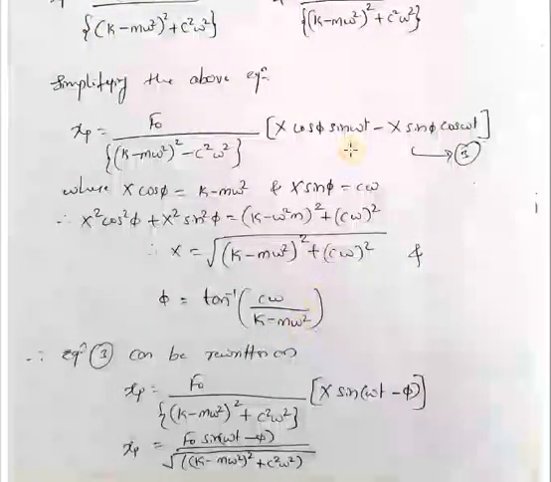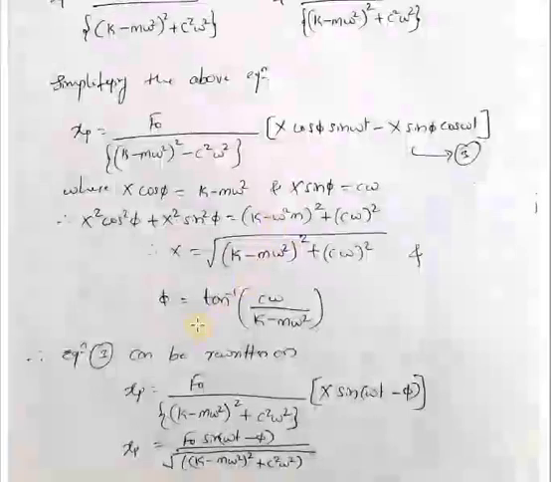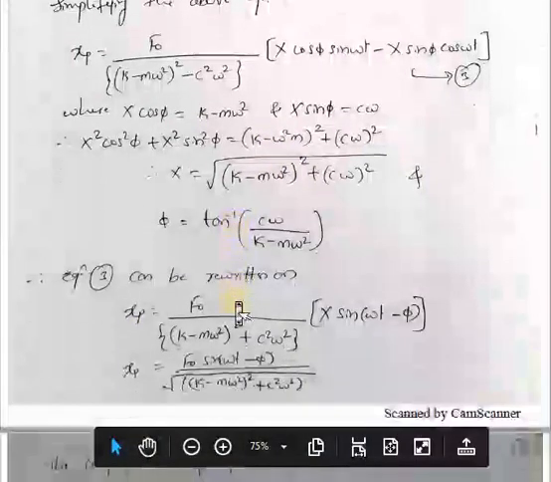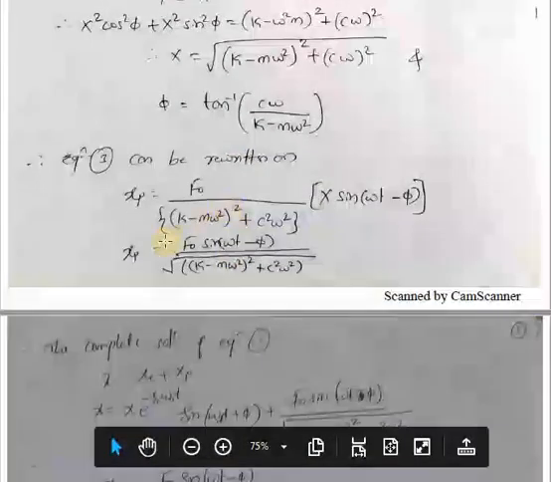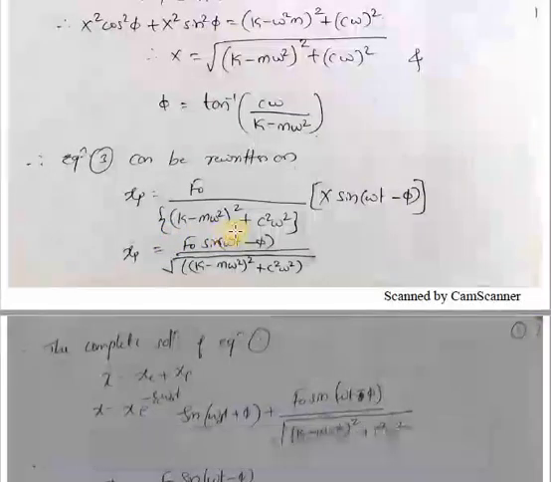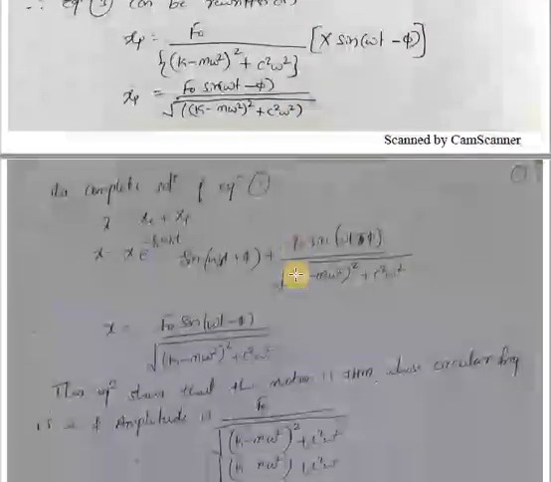So now this equation 3 can be rewritten as x_p equal to F0 divided by (k minus m omega square) whole square plus c square omega square, into x into sine of (omega t minus phi). That is, F0 into sine of (omega t minus phi) divided by root of (k minus m omega square) whole square plus c square omega square.